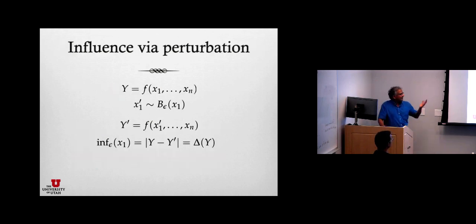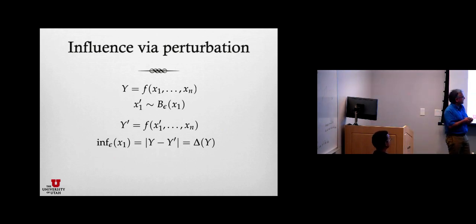How would you do it? Well, I have some function. I perturb some variable. I create some noisy version of the variable, under some controlled perturbation. I plug the value into the function, get a new value, and I look at the difference. It's a standard sort of sensitivity analysis.